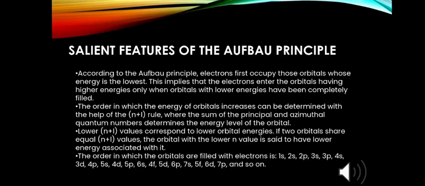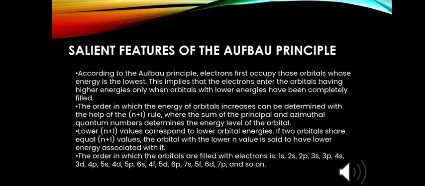And the very third feature states that a lower n plus l value corresponds to lower orbital energies. If two orbitals share equal n plus l values, then the orbital with the lower n value is said to have lower energy associated with it. This means that we first have to calculate the n plus l value. If we have two orbitals with the same n plus l value, then we will consider the value of n. The lower the value of n, the lower will be the energy associated with that orbital.